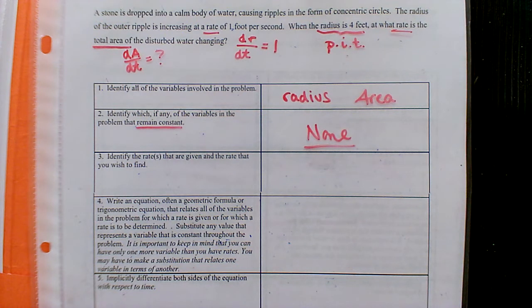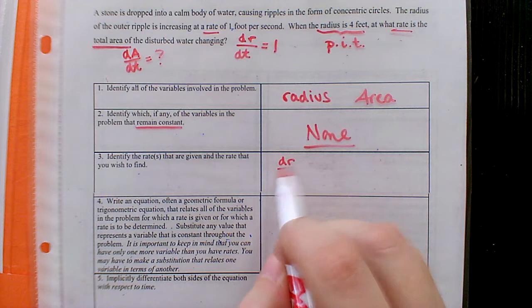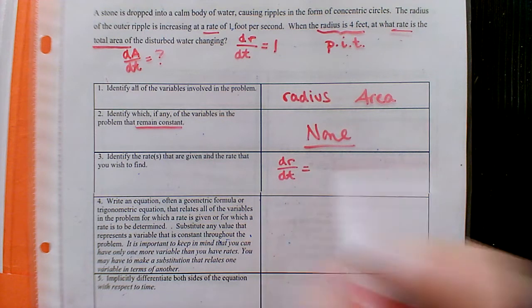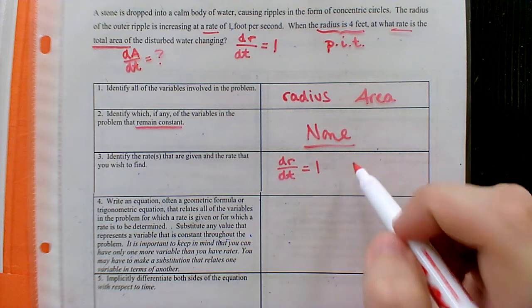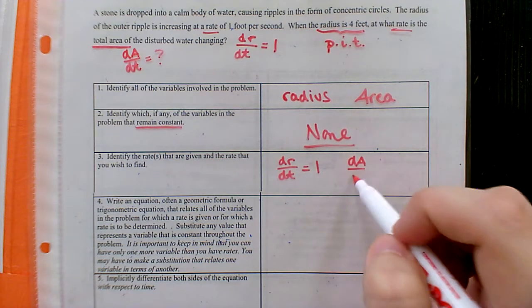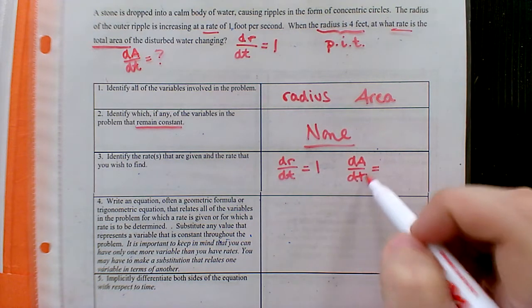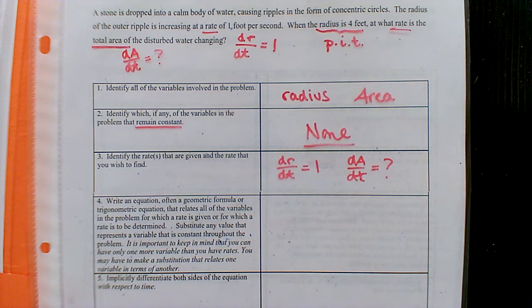Alright, so identify the rates that are given. We already did that at the top. We'll just label them down again. We said the rate at which the radius is changing is 1. And we're trying to figure out the rate at which the area is changing.